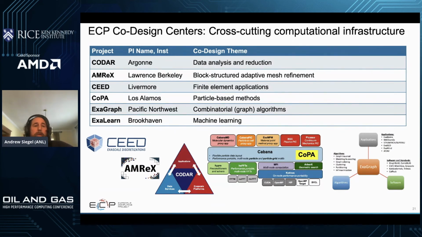So there are 6 of them, and each of them is centered around providing computational infrastructure around a motif or a theme that is either common in HPC, or we see it as will be common in the future. There's a forward-looking research component to this as well. So they are data analysis and reduction, block structured adaptive mesh refinement, discretizations around finite element methods, particle-based methods, graph algorithms, and machine learning.